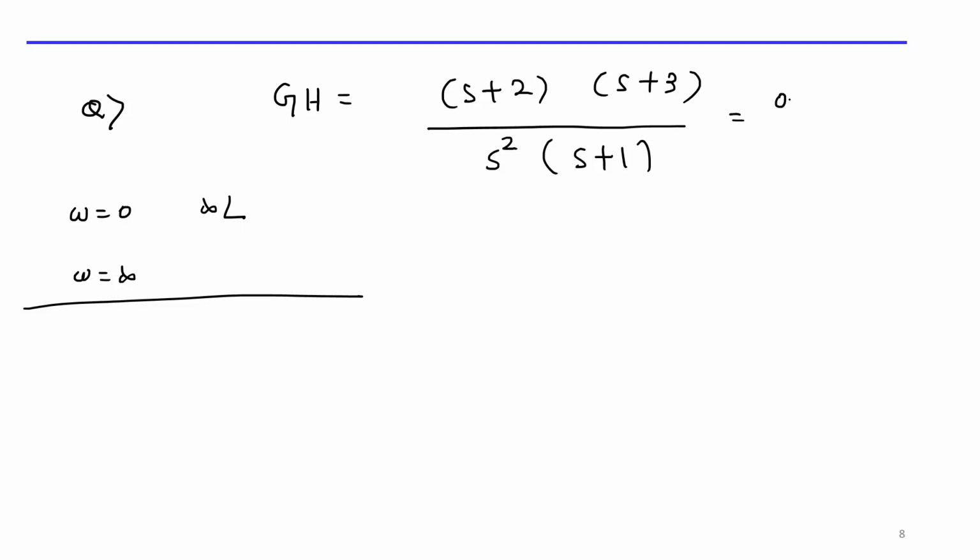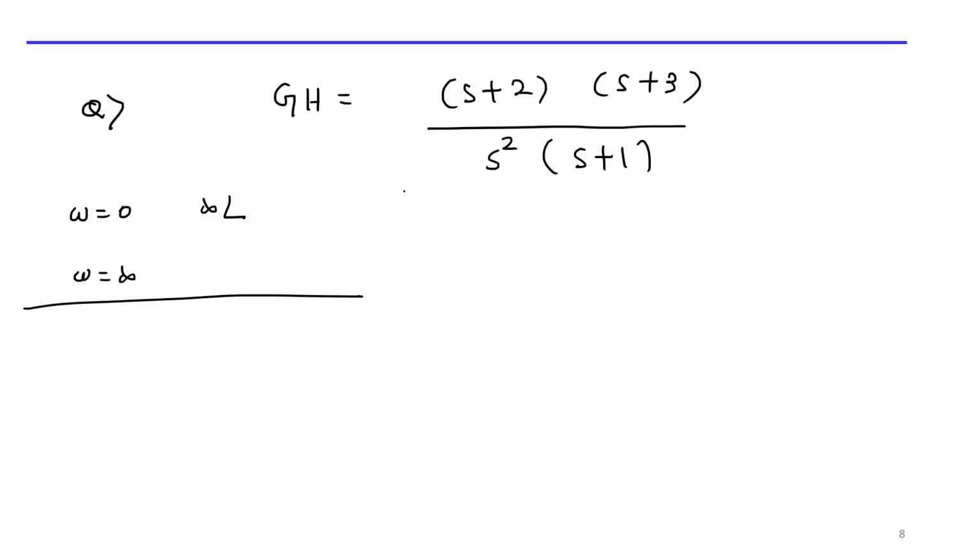Here we have 0 plus 2, 0 plus 3, 0 and 0 plus 1. What is the value here? 6 by 0 is infinite, right? So this is very straightforward. If you see a 0 at origin, it means 1 by 0 is infinity. Don't think about other terms. So at omega equal to 0, the magnitude is infinite.